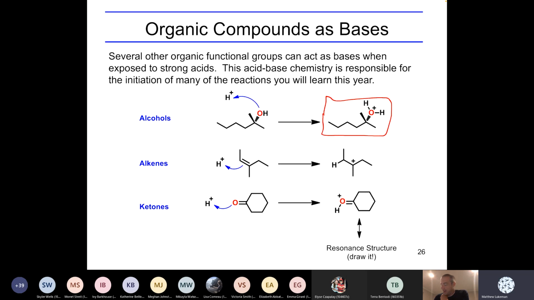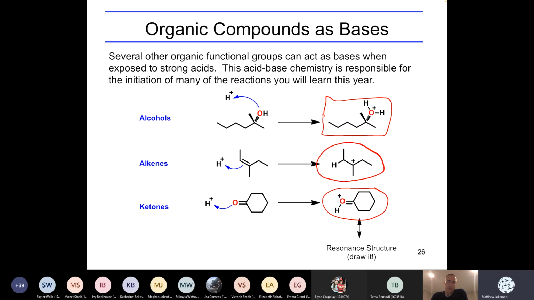You'll see it again. Alkenes, in the second example, can also accept an H+ from a very strong acid. And you make things like this, which are called carbocations. Ketones can also accept H+ from very strong acids again, things like HBr, HCl. And you can make this kind of cation as well. We'll deal with those ones more in organic 2 for those taking organic 2.